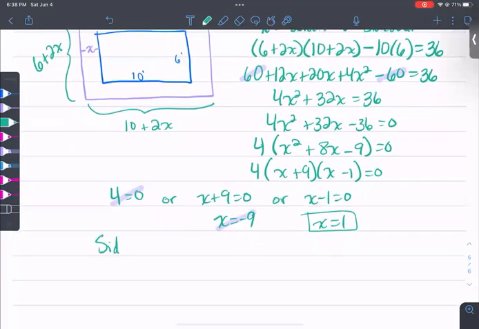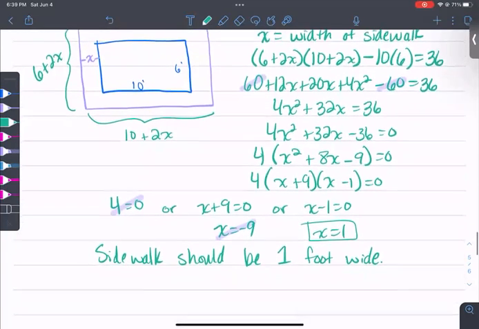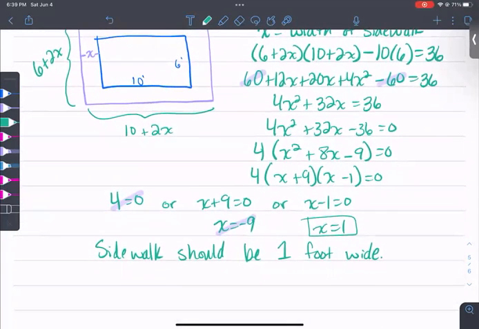So the sidewalk should be 1 foot wide. It is possible to get more than one sensible solution, in which case you could just give 2 options. Usually in a case like this, you're only going to have one that makes sense.